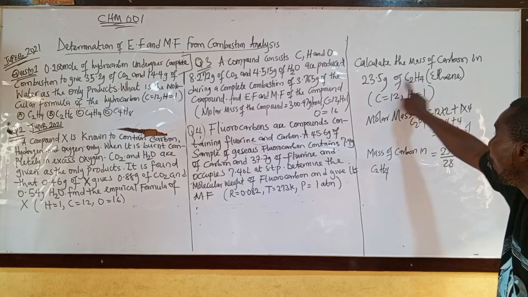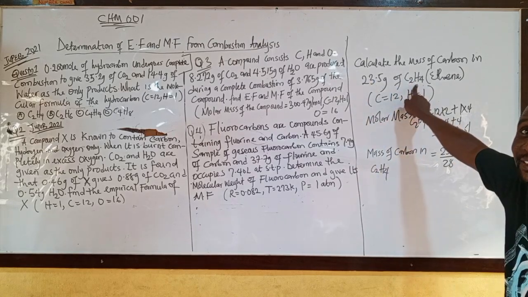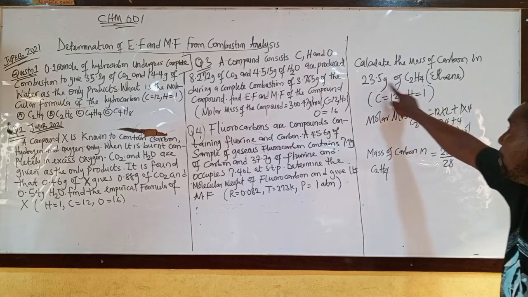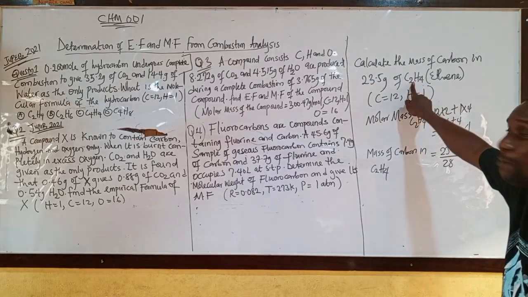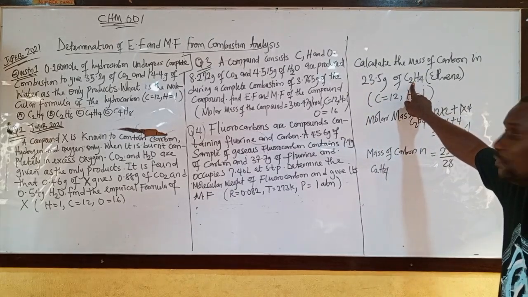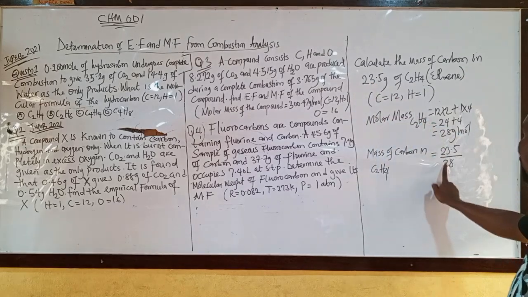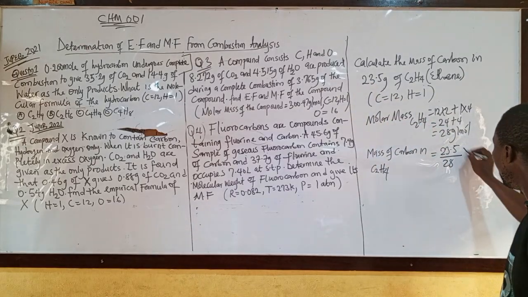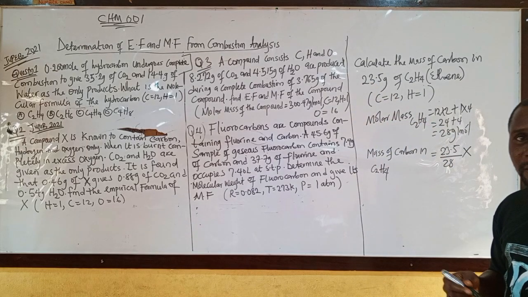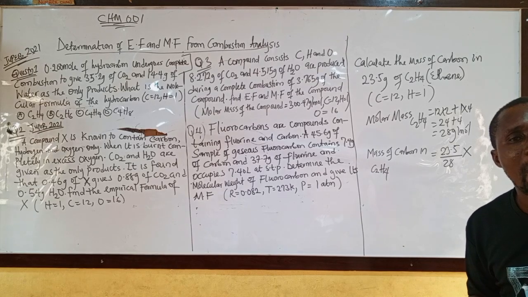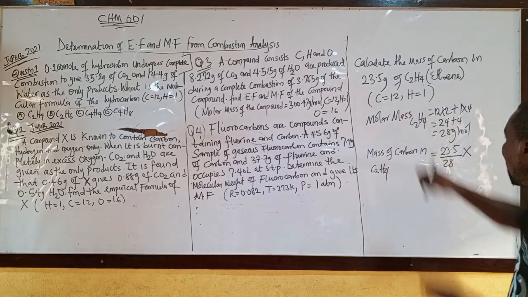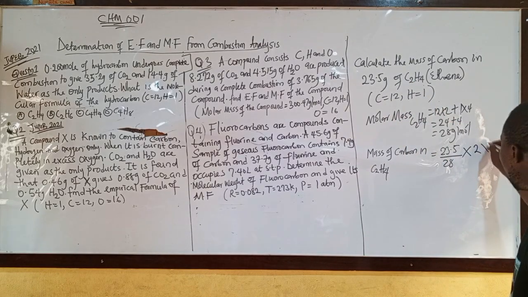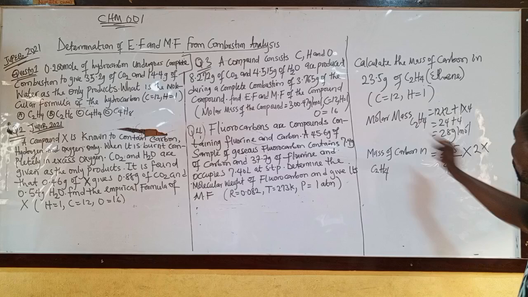That means find the mole of this C2H4 in a simple way. Find the mole of the given mass of C2H4. How do we find mole? Mass over molar mass. Then multiply it by the number of carbon we have in the compound. How many carbon do we have? 2. We have 2 carbon. Then times the mass of carbon, which is 12.